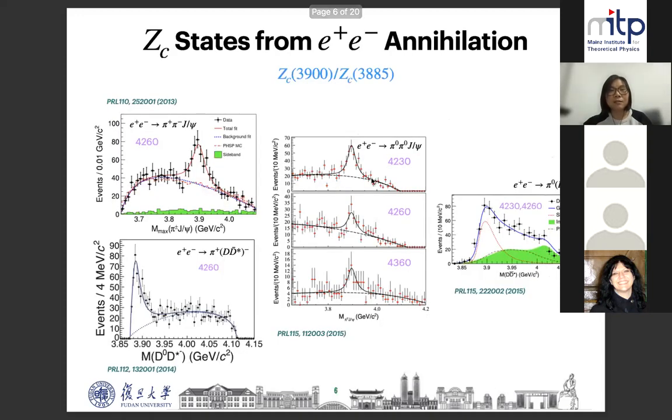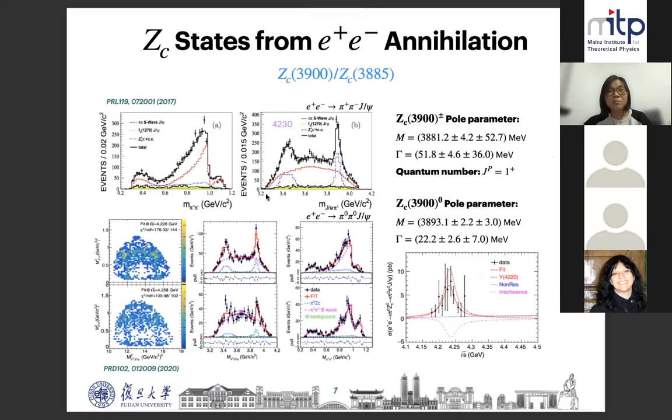The observation of Zc at BESIII started in 2013 with the observation of Zc(3900) in the final state of pi plus pi minus J/psi. It was also observed in the D D-star final state as shown here, and the neutral partner of this state has also been observed. The quantum number of Zc(3900) has been studied using partial wave analysis in the pi pi J/psi and pi0 J/psi modes, and is determined to be 1 plus from the amplitude analysis. In the pi0 J/psi mode, data samples taken at different center-of-mass energies are used to perform the partial wave analysis.